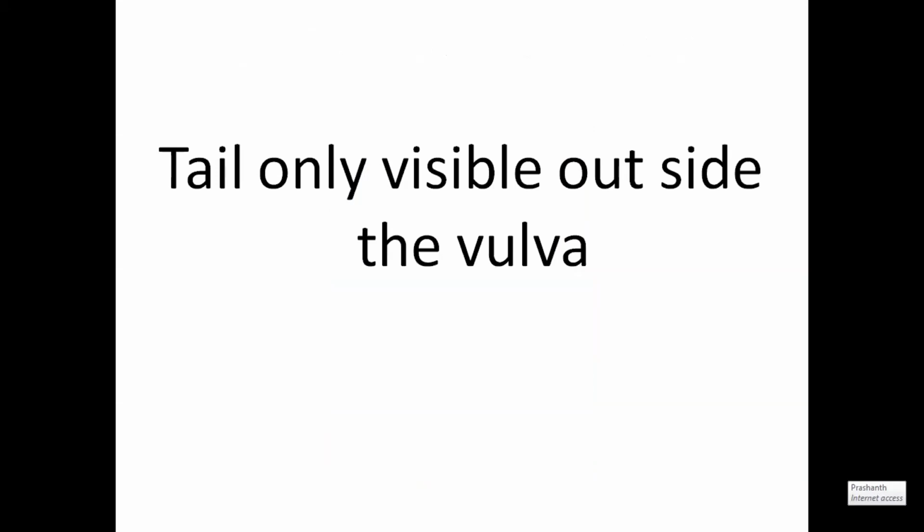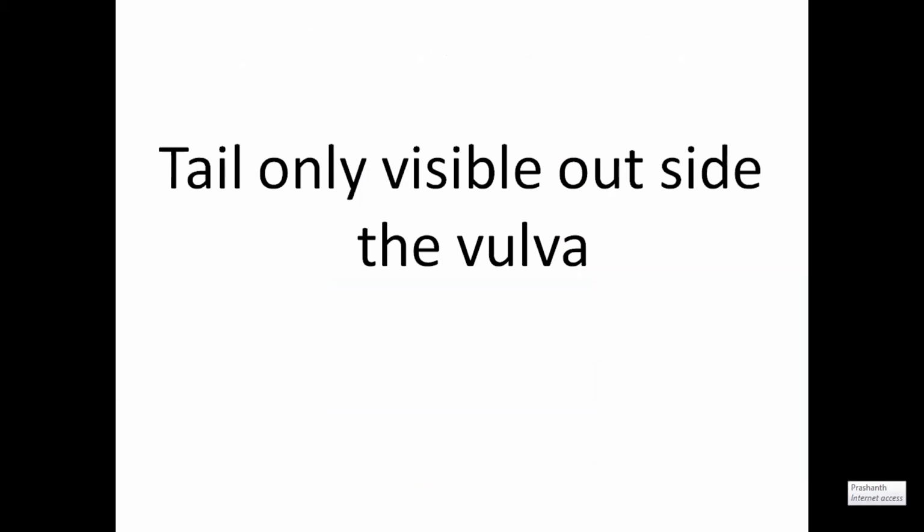Sometimes only the tail will be visible outside the vulva. That clearly indicates that there is hip lock. The hip region is there and the tail is outside the body. So first we should lubricate and push it inside the uterus. After pushing, if it is possible, we can take out the tips of both hind limbs. After that, we can remove it.